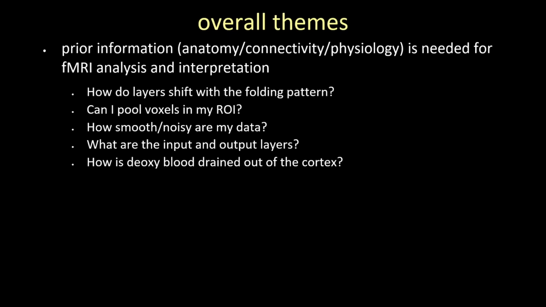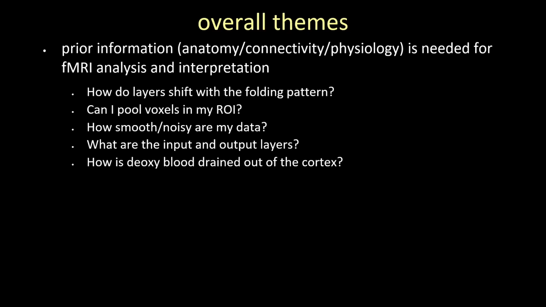We need to assume that the activity or the intensity of all the voxels across layers are consistent within this ROI, and that's really important to choose. How smooth or noisy are the data? How much noise can we remove? What smoothness priors can we impose on these data in order to, again, separate out signal of interest from noise? Again, for the interpretation, we need to know what are the input layers and what are the output layers.